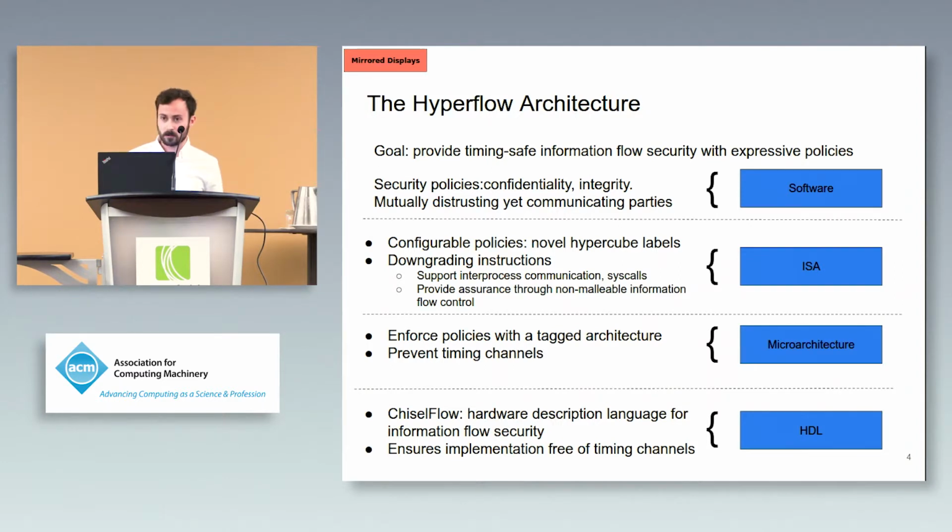The microarchitecture which implements the ISA enforces these policies with a tagged architecture. By enforcing memory protection with information flow labels, this offers stronger assurance than providing access controls because information flow security is transitive. The microarchitecture is also implemented to ensure that the confidentiality aspect of these policies is not violated through timing channels. To ensure that we've implemented this microarchitecture securely, the implementation is also done in a hardware description language for information flow security called ChiselFlow. This ensures that the implementation implements this policy and is free of timing channels.